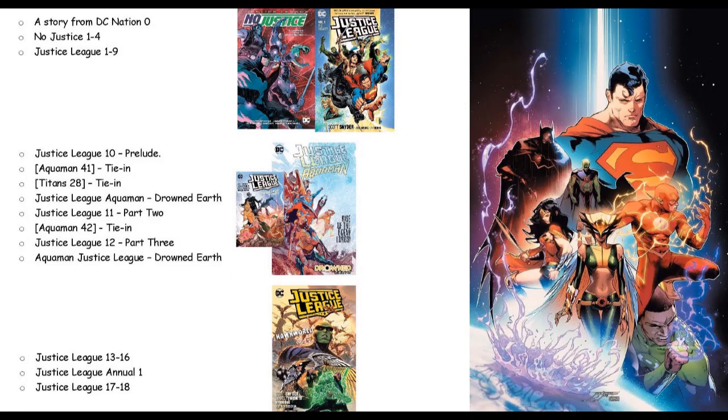So you can see the contents here, but I've split them into 3 discrete sections because I think there are 3 quite interesting things about it. So the first section at the top, you can see the Omnibus collects a story from DC Nation 0 and then No Justice 1 to 4. Now, as we discussed, that No Justice trade paperback, the left-hand image at the top saying No Justice, contains issues 1 to 4 and the prelude from DC Nation 0. Brilliant. So that entire trade paperback is collected in this omnibus.